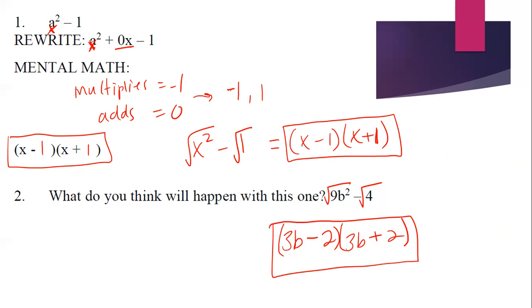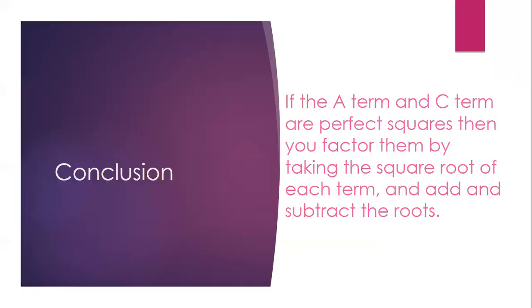Okay, so the rule here again is if the a term and c term are perfect squares, then you factor them by taking the square root of each term and add and subtract the roots.